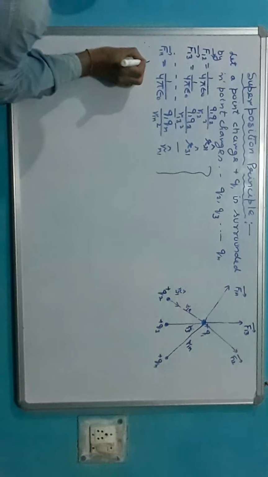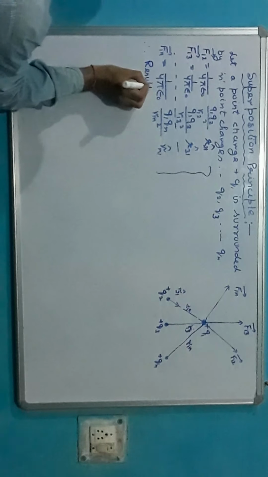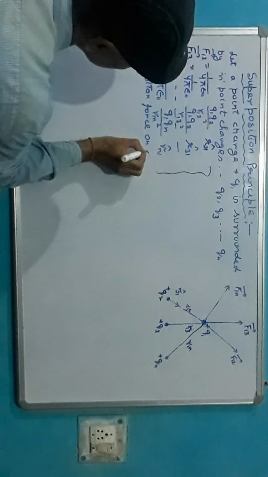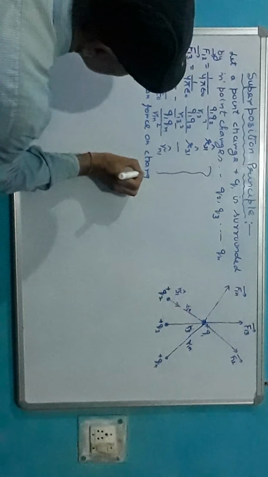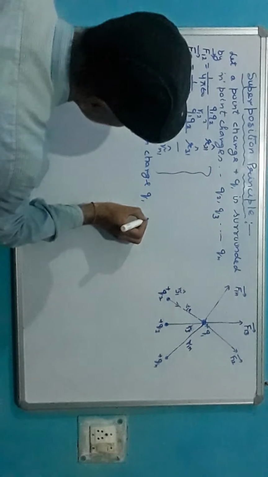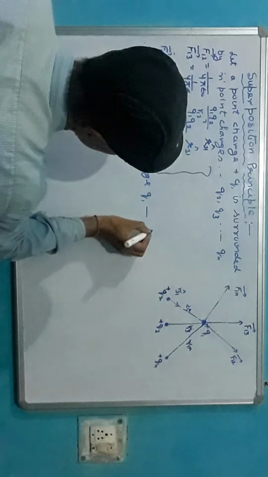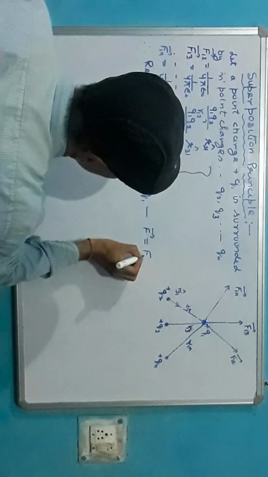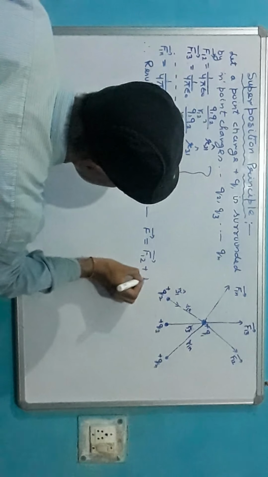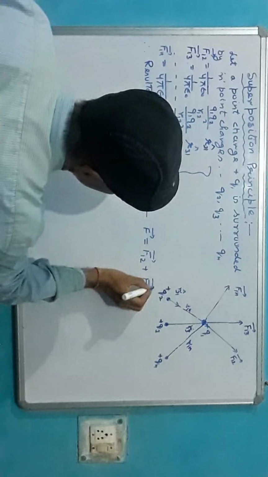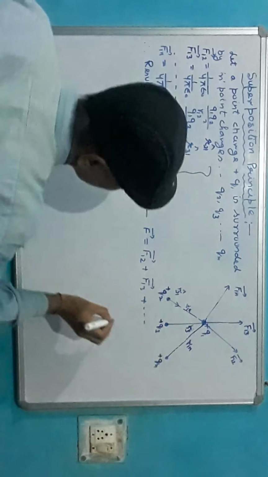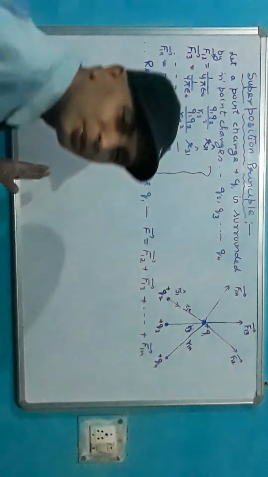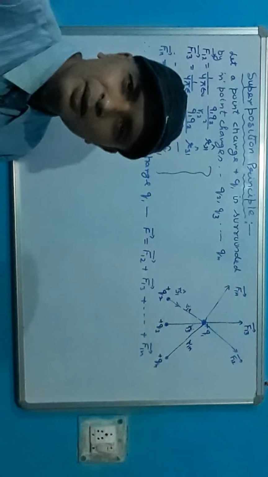Therefore, the resultant force on charge Q1. Suppose this is F, and this F should be equal to F12 plus F13 plus dot dot up to plus F1n, and this is the principle of superposition or the superposition principle for electric charges.